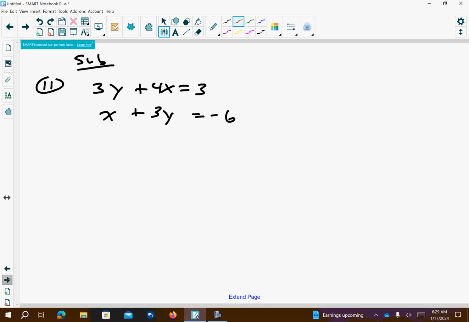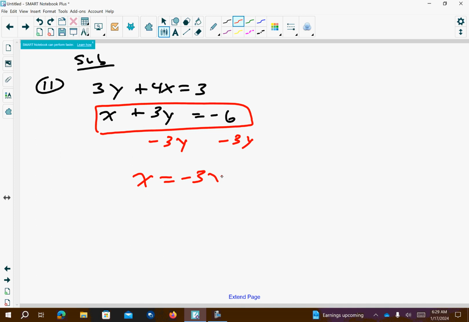Okay, and then let's see. They wanted us to do this by substitution. I know they have a graph below, but they didn't say that. So if we do this by substitution, that means I need an x or a y to be all by itself. Well, if I take this bottom equation and I subtract 3y from both sides, I'm going to get x equals negative 3y minus 6. Then I'm going to take what x is equal to, which is this, and I'm going to replace it with the x up here.